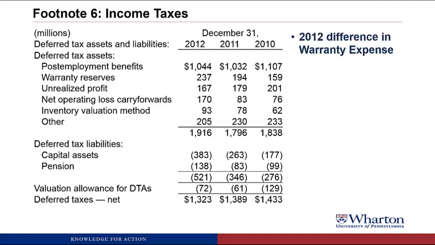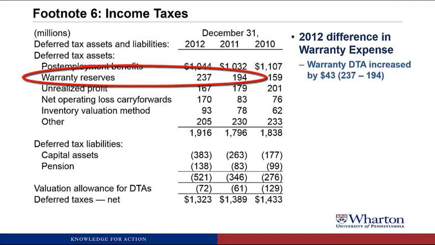Okay, next topic is we're going to look at the 2012 temporary difference in warranty expense between the books, the financial statements, and between the taxes. So we're going to hone in on the deferred tax asset that is specifically created by the difference in accounting for warranty reserves. We're going to see that the warranty deferred tax asset increased by 43 during the year.